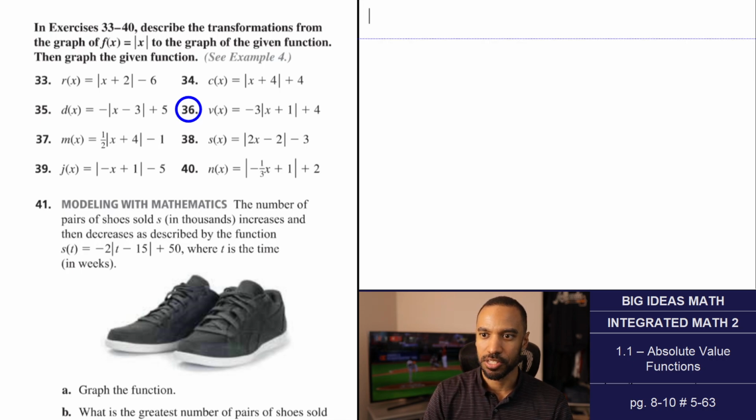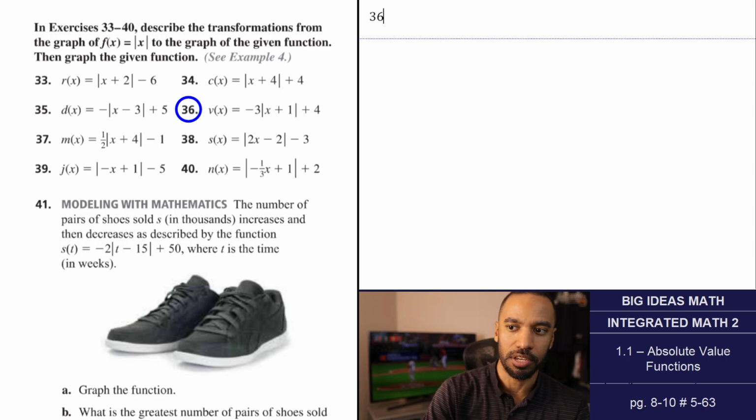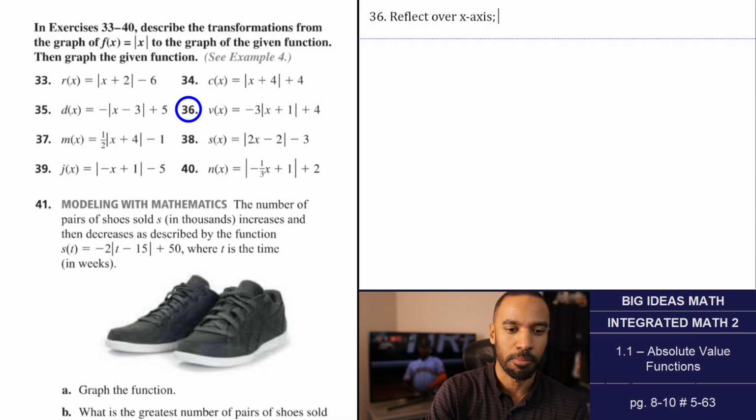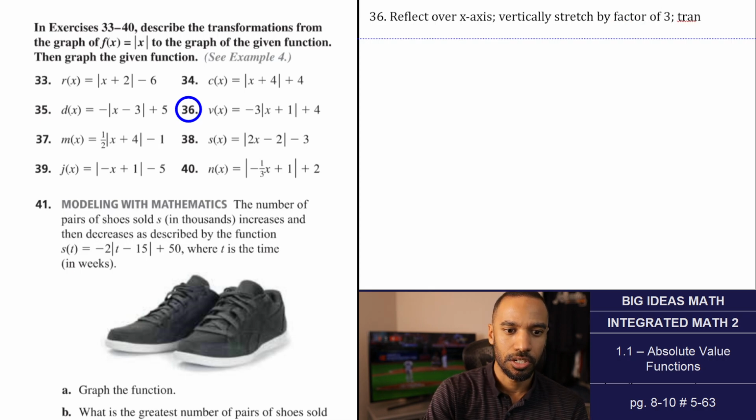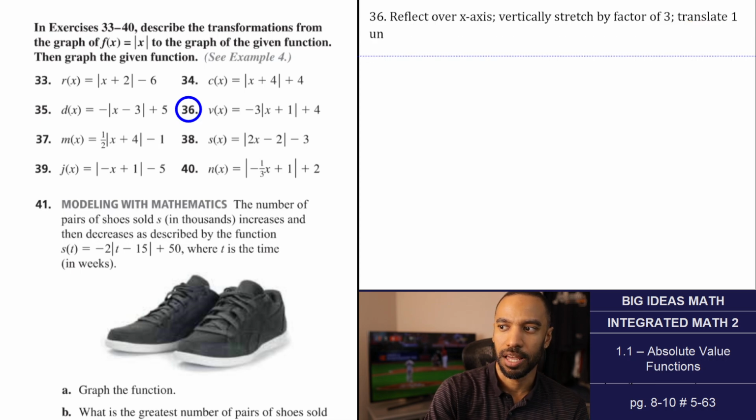Reflect over the x-axis. It doesn't matter which way you state those different parts of A, because A has 2 portions. There's reflect over the x-axis. You can say that first, because the negative's there, you might want to. And then vertically stretch by a factor of 3. And then translate 1 unit left and 4 units up.